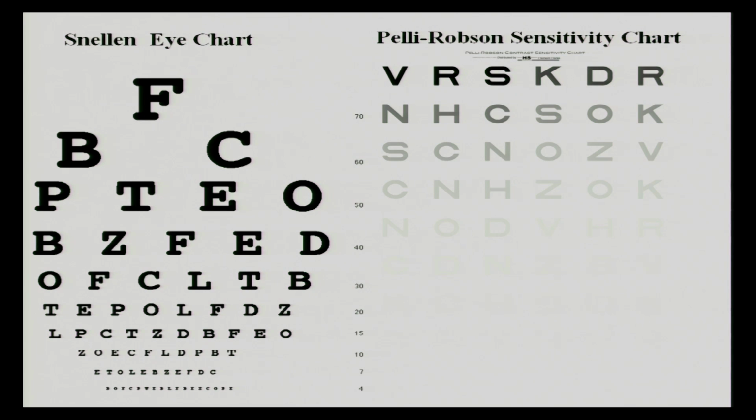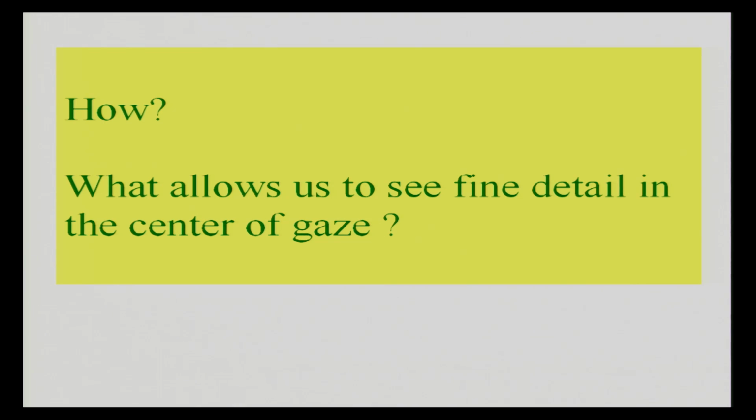There are other eye charts that take the same size objects and change their contrast, so you can actually measure the contrast sensitivity of people. But it's hard to do that with animals. So what allows us to actually see this really fine detail?